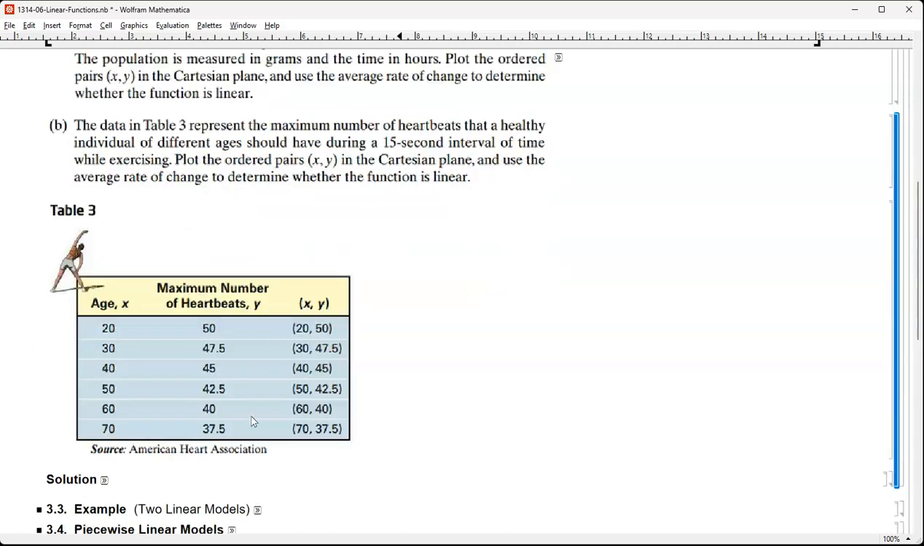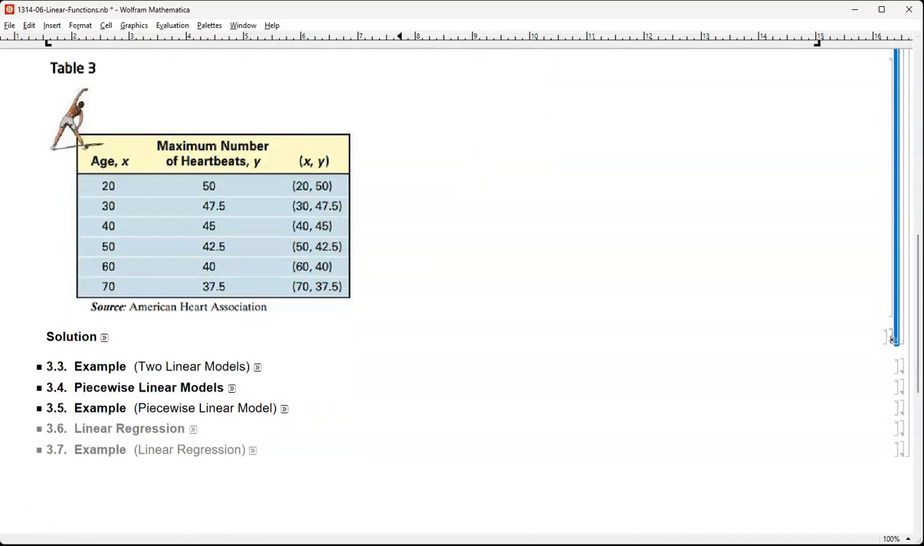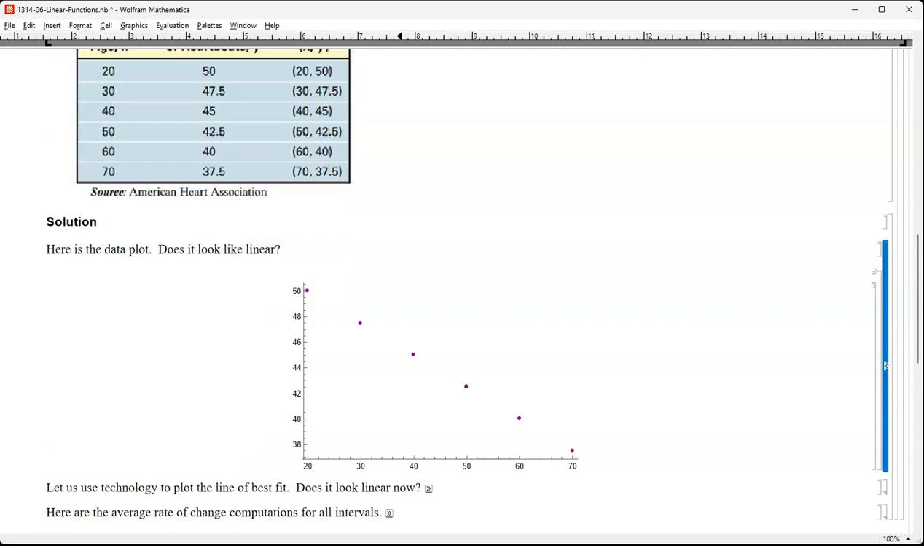Well, we have this data table, with ages, and then maximum heartbeats, and then we have the points. Well, let's save time. Here are the points. What do you have here? Does it look linear? Even at first glance, it looks very much linear. Looks like they're all very well aligned.